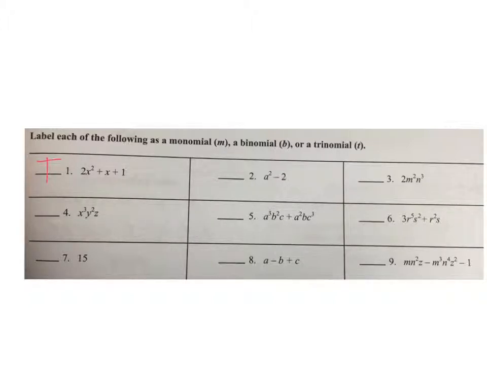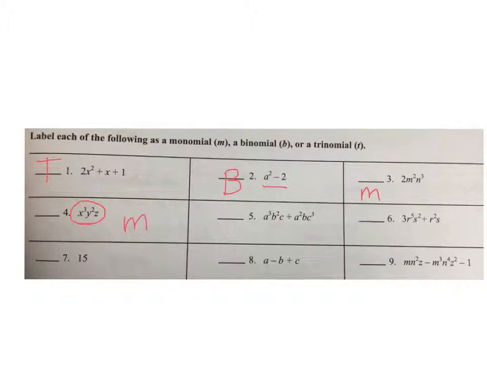Look at number 2. How many terms are in number 2? 2, okay, separated by a minus sign. So this is a binomial. Look at number 3. Do you see any plus or minus signs on number 3? So it's a what? It's a monomial. There's just one term on 3. Look at 4. Do you see any plus or minus signs? No, it's all one term, isn't it? And so this is a monomial.